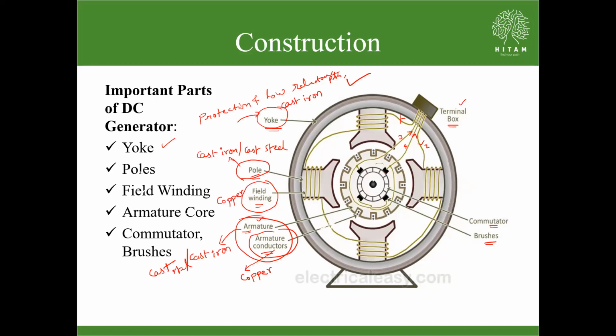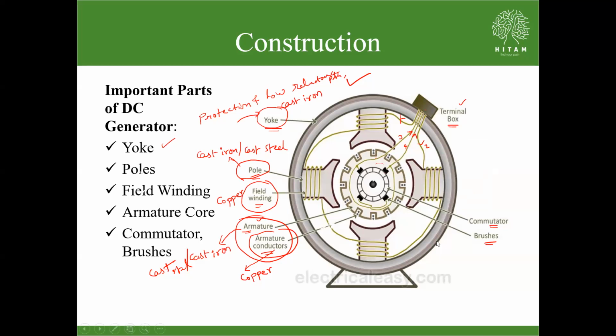Next, what is the purpose of armature? It provides the low reluctance path, so that the flux from the magnetization of the pole due to the field windings spreads over the armature conductors. These armature conductors, placed in the slots of the armature, cut the flux and a particular EMF gets induced. When the circuit is closed through the terminal box, current is going to pass through the terminals connected to that terminal box.